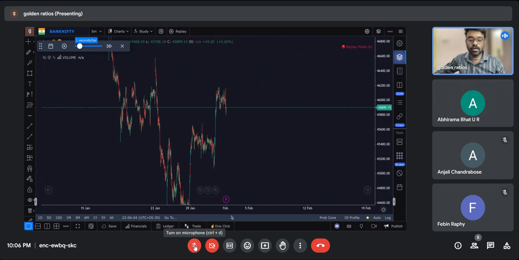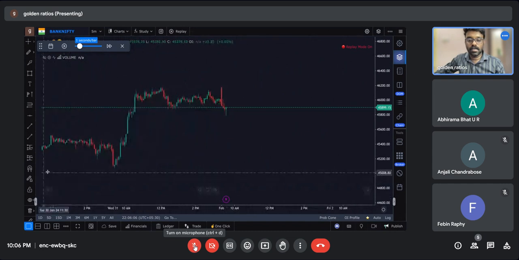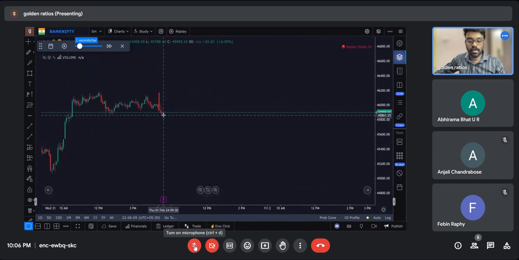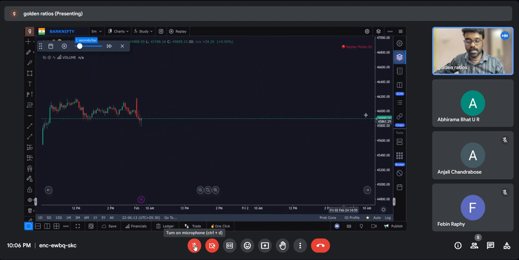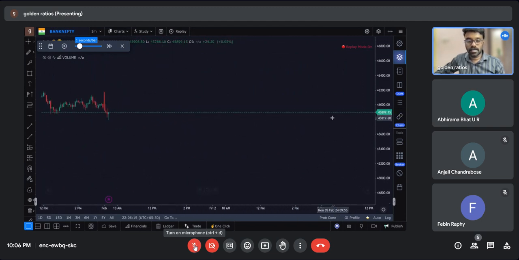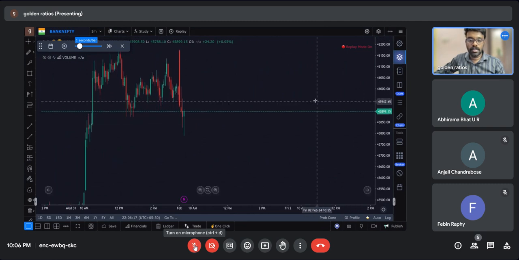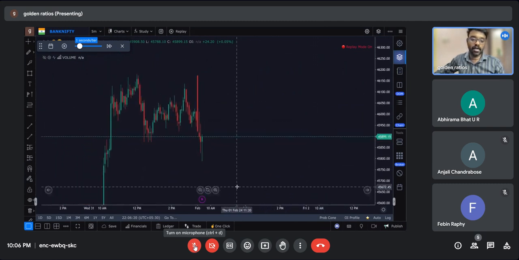Click it with your mouse. Now you can see that from February 1st, everything got disappeared from the chart. So what you can do is just assess what had happened in that market.